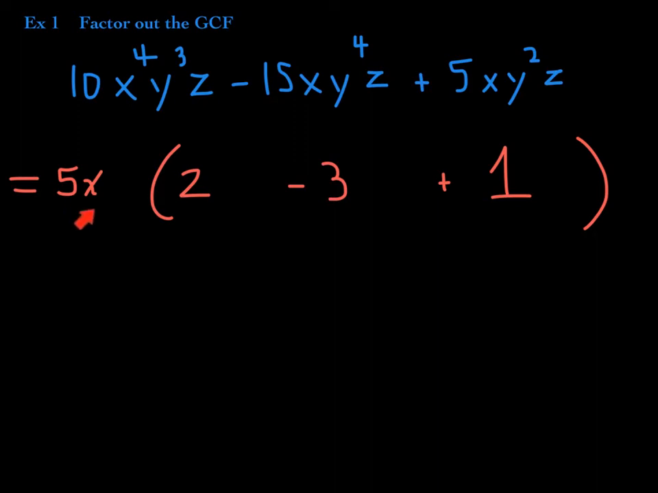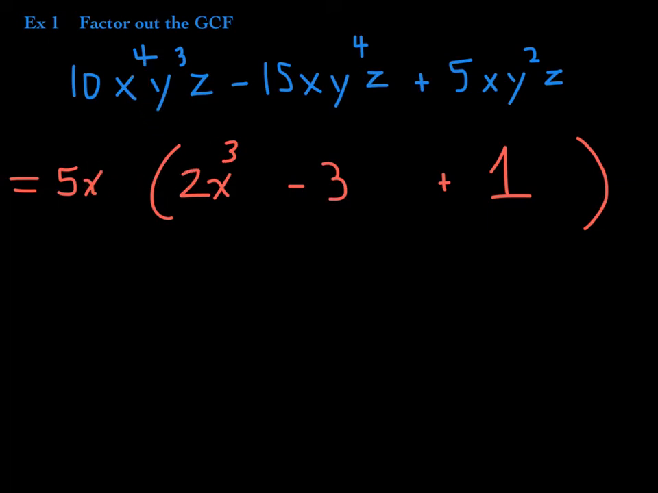X times how many more x's gives you x to the fourth? X times what is x to the fourth? X times x cubed is x to the fourth. How do I know that? Well, the product rule says that you would add the exponents. 1 plus 3 gives me 4.